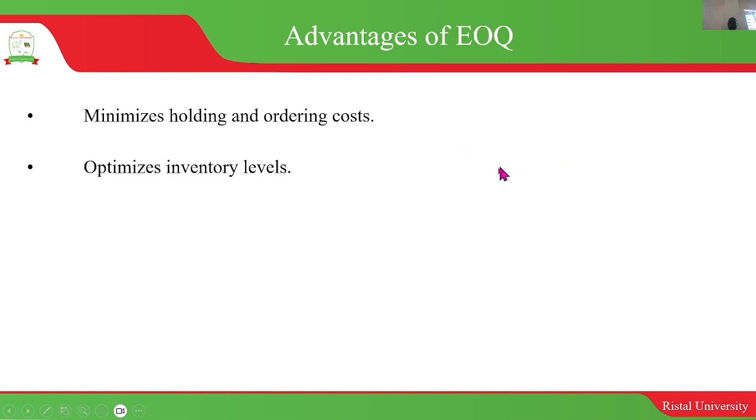What are the advantages of EOQ? It minimizes holding and ordering costs, and of course, optimizes inventory levels.